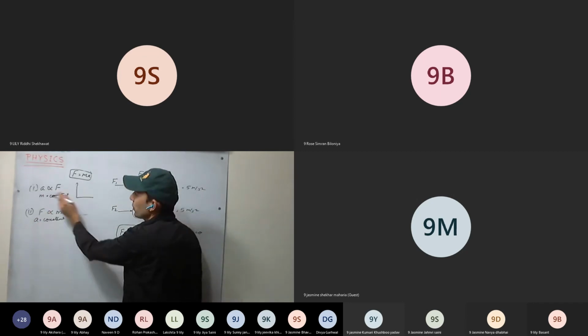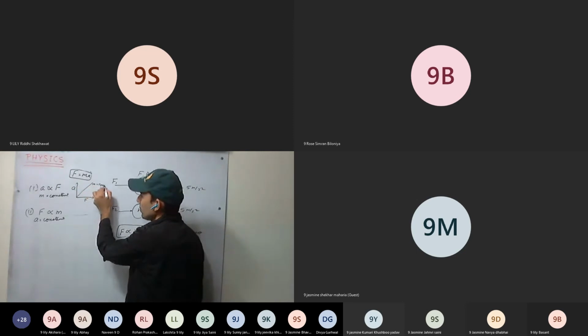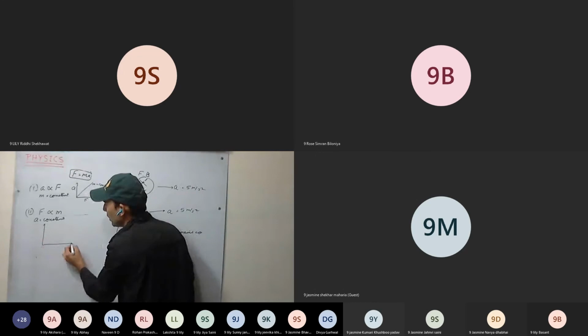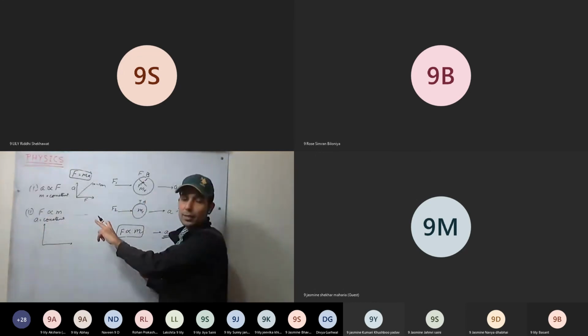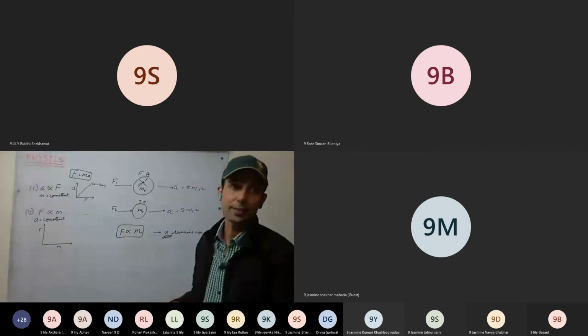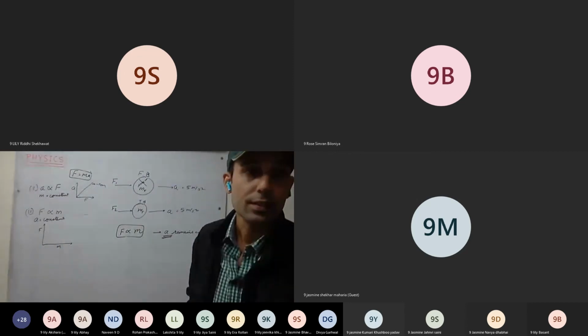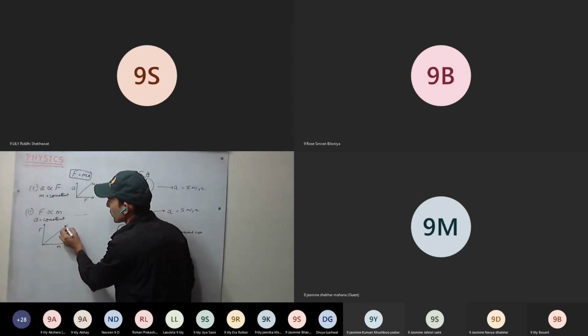So here, the graph we have got in the first one: acceleration is dependent on force, with force on the x-axis and acceleration on the y-axis, and we have got a straight line. Here m remains constant. And here force is dependent on mass, so mass will be on the x-axis and force will be on the y-axis, and acceleration remains constant. This is the graph we are getting.